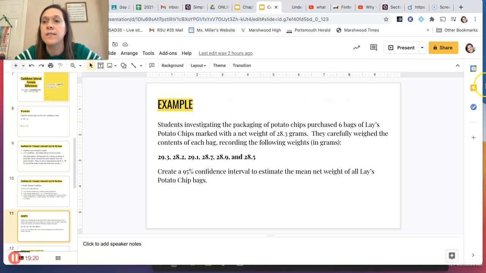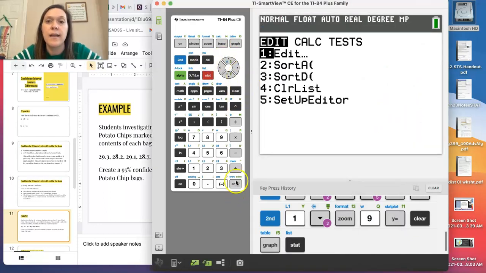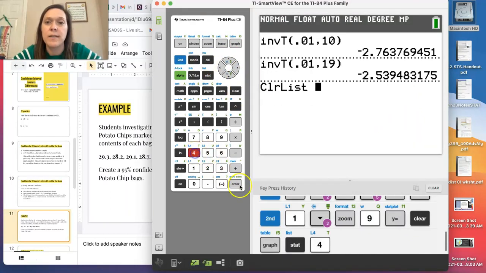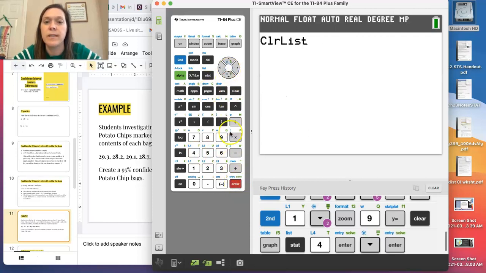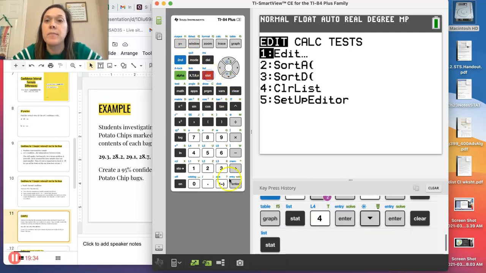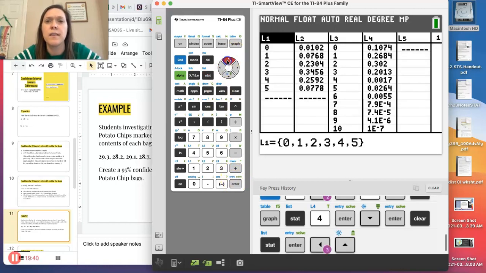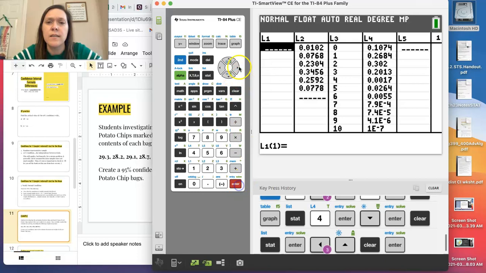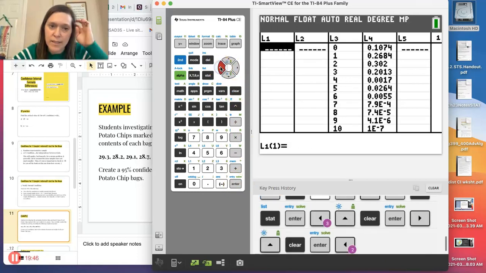So right away when I start seeing data like that, I'm going to pull out my calculator and I'm going to clear all my lists. Let me clear these out. I thought there was a way to clear them out, but I guess not. That's okay. I'll just go in here and clear them myself. All right, so clear, clear. So I only have one set of data, so I'm going to put everything in list one.